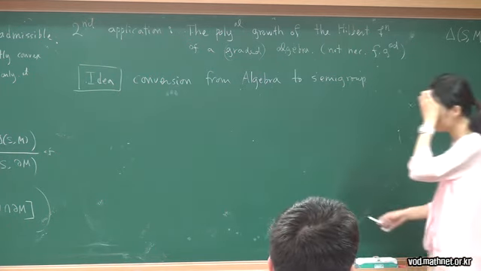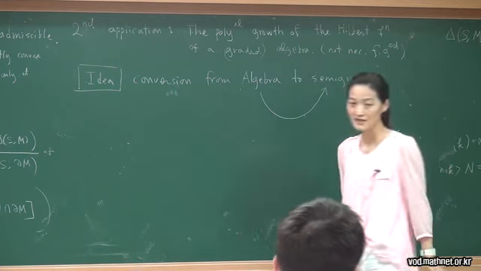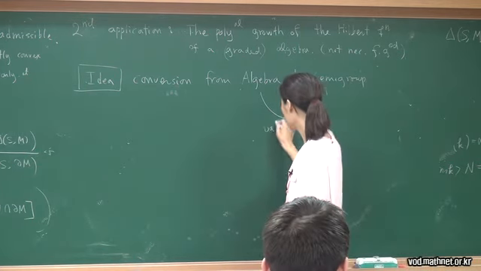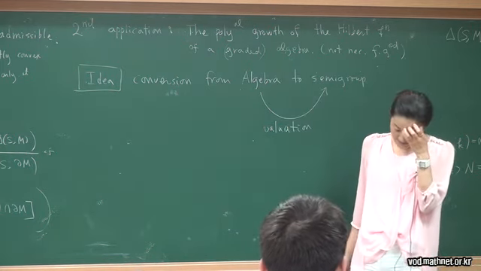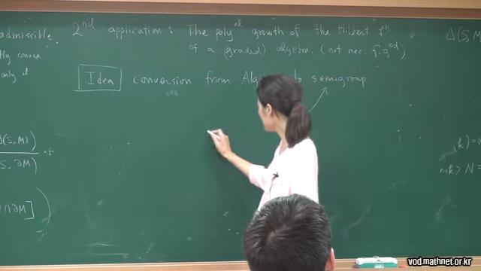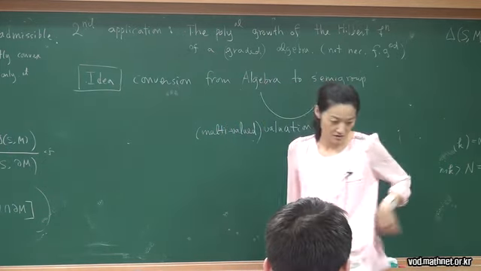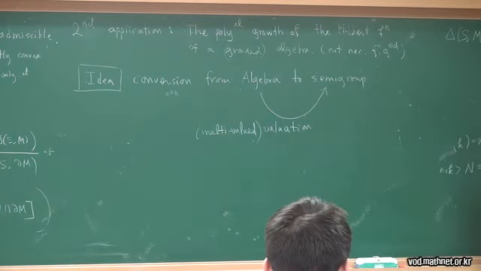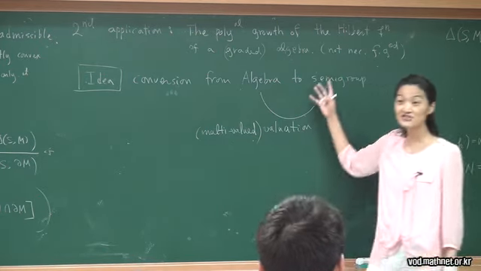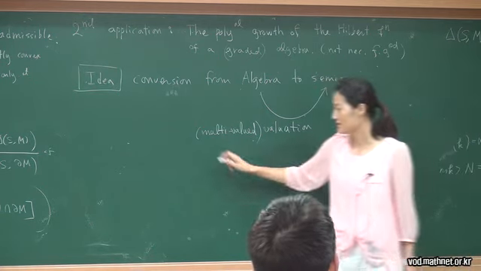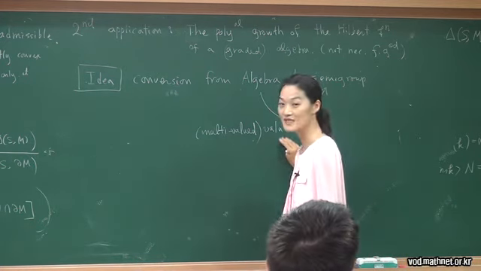So how can we make a conversion from algebra to semigroup? This conversion will be done by a choice of valuation. It's not the classical valuation; some people call this multi-valued. Before going into the details about this conversion, which obviously depends on the choice of valuation, it is very, very subtle.